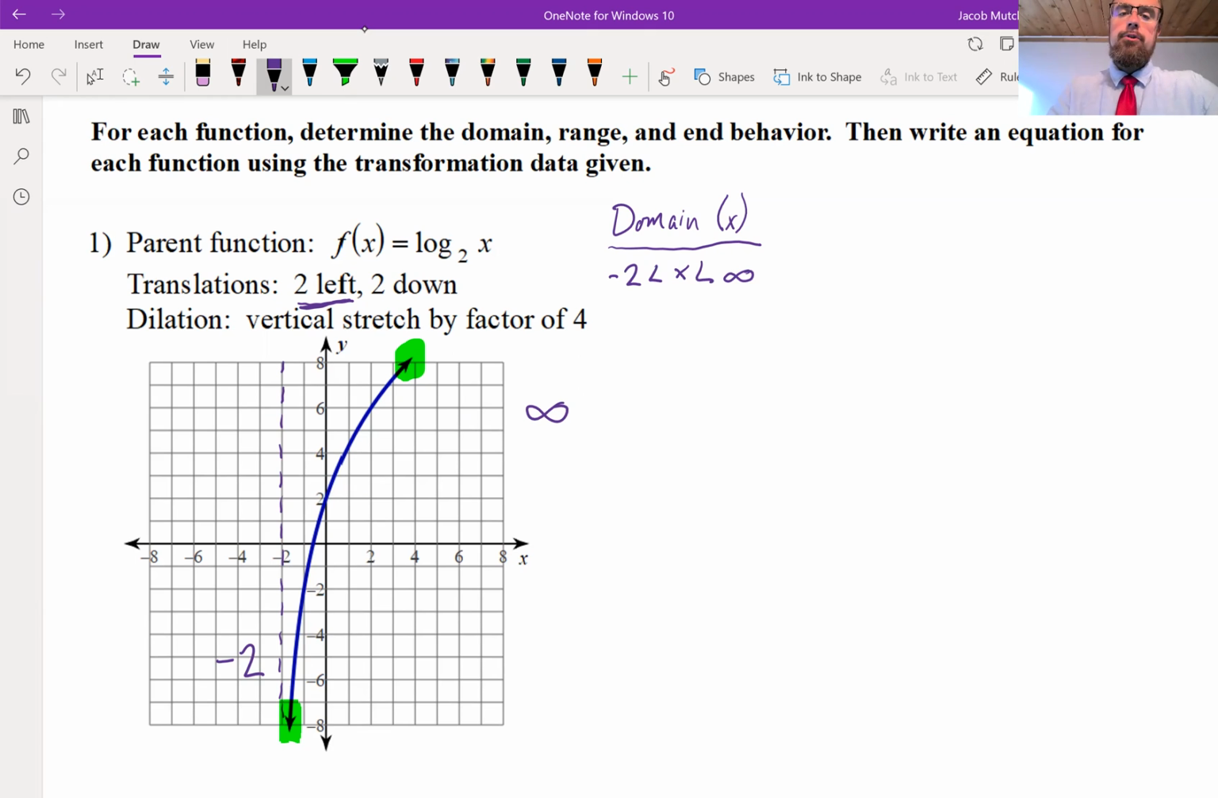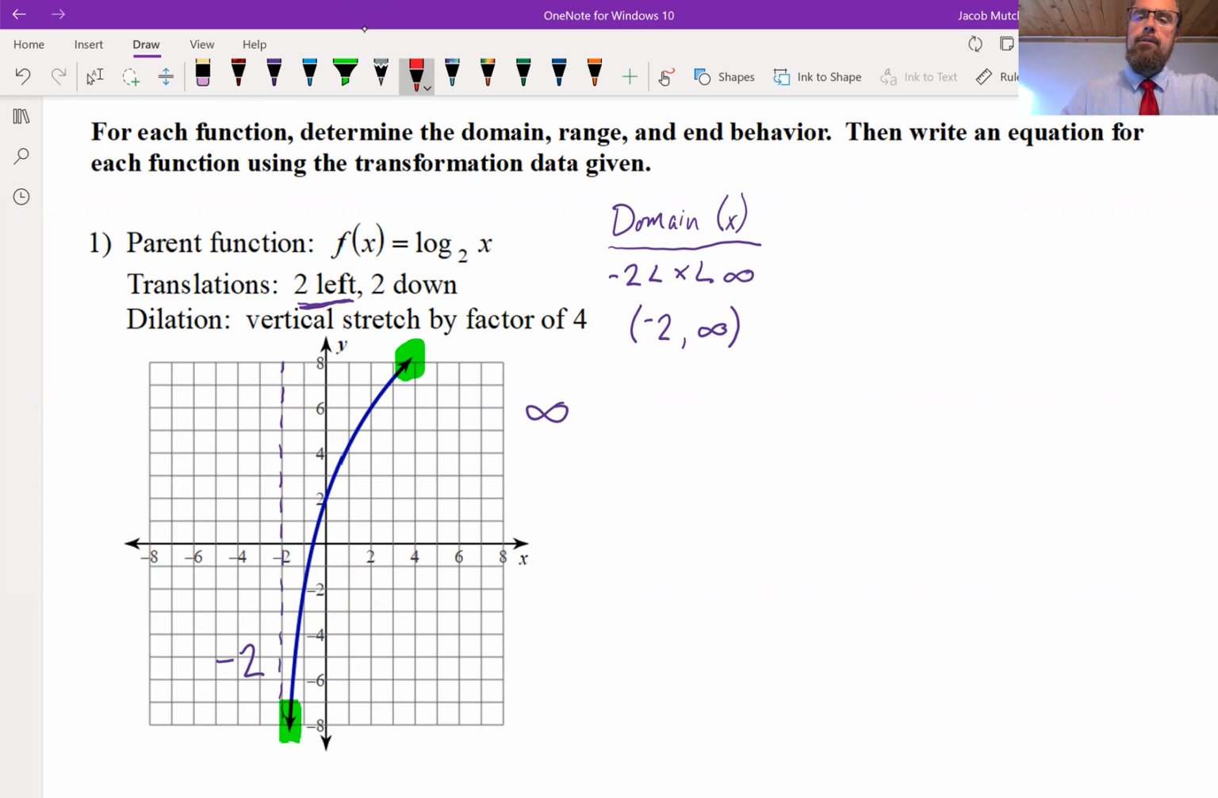So one major difference between domain and range for a logarithmic function is that its domain, unlike exponential functions, is not all real numbers. The domain is going to be restricted by an asymptote. So I'm going to write that in interval notation: parentheses -2 comma infinity parentheses.